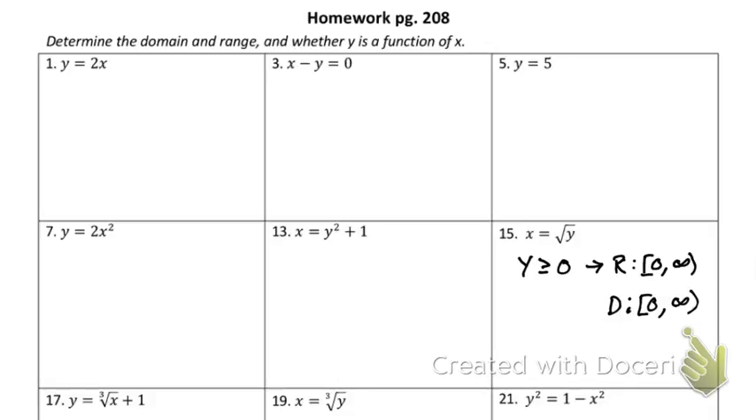Does that make more sense, less sense? Somewhere in the middle? A little bit more? Okay. Other quick questions?